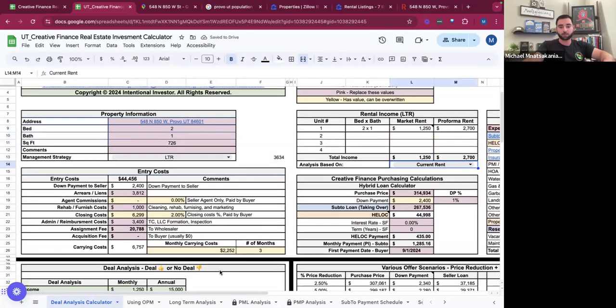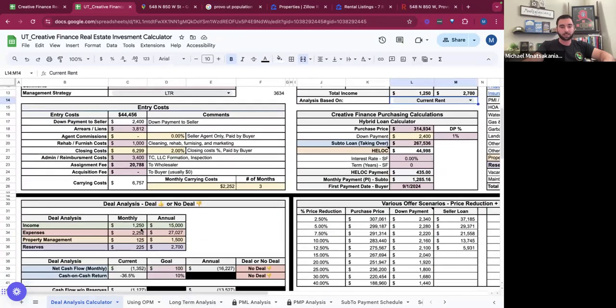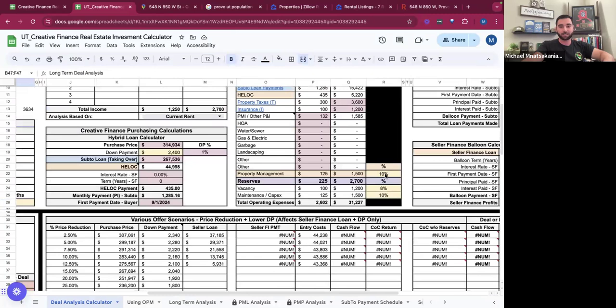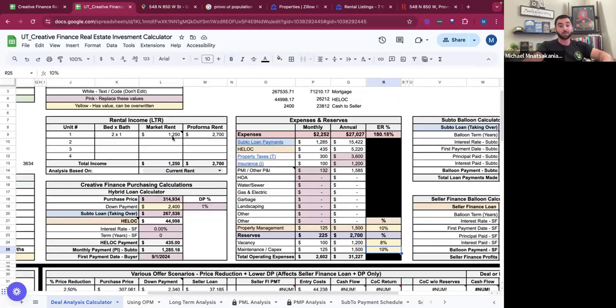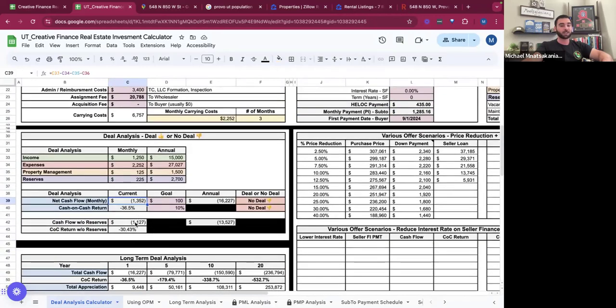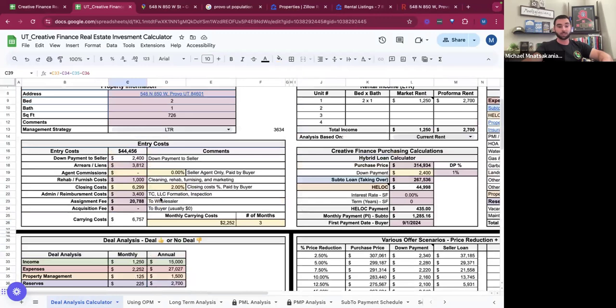Current rent, the long-term rental property is renting for 1,250. Expenses have gone down a little bit because your management, your vacancy, and your maintenance and capex are percentages of your rental income. The lower the rental income, the lower these are, but still it's not going to make any financial sense. You're losing $1,352 a month with reserves accounted for. Without reserves accounted for, you're still losing $1,100 a month. And whoever is wholesaling this wants you to pay them $21,000 on top of all these other fees to get into this deal.